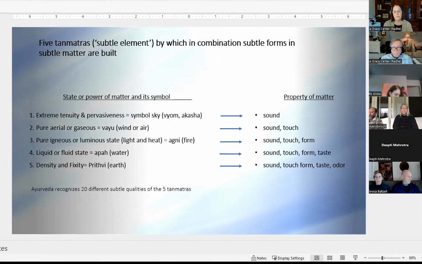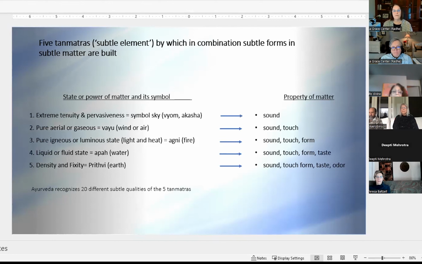It wasn't perfect like we had in akasha, and something that was not yet with form, but it could be sensed by both sound and contact. And the rishis found it in vayu, in wind or air. Therefore, vayu became the conventional symbol for the second condition of matter.